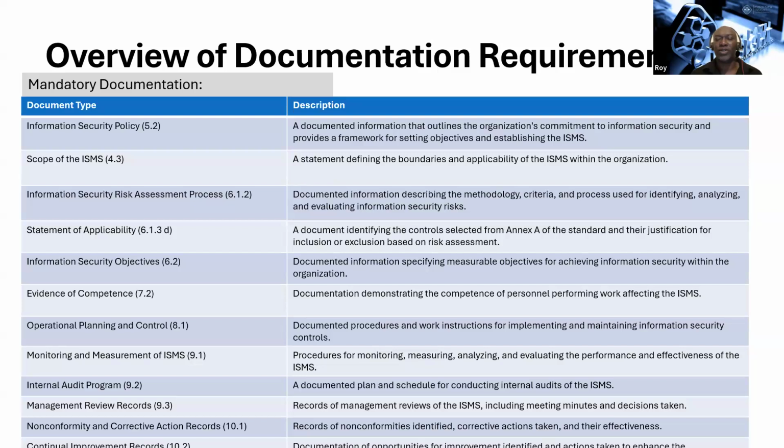So for the first one, this is the overview of document information, where the requirements are. You see information security policy 5.2, 4.3 for the scope, 6.1.2, it says that you should keep documented information about the risk assessment process. Statement of applicability 6.1.3D, information security objective 6.2, evidence of competence 7.2, operational planning and control 8.1, monitoring and measurement of the ISMS 9.1, internal audit program 9.2, management review records 9.3, non-conformity and corrective action records 10.1, and then continual improvement records 10.2.